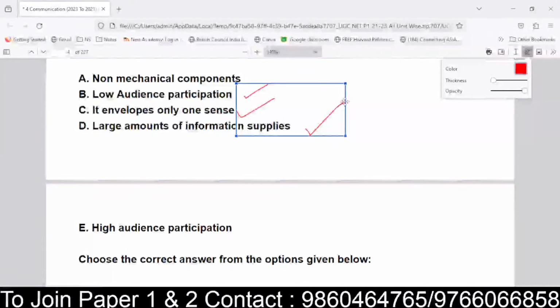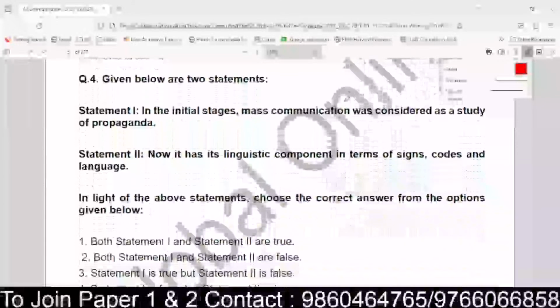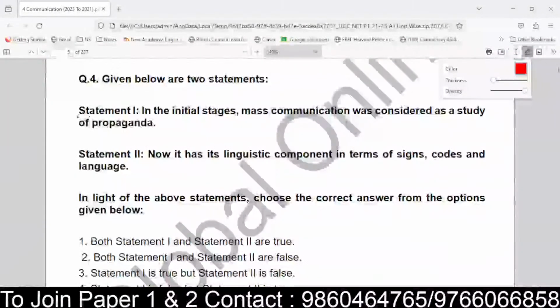Now coming to question number 4, everyone. Again, you have a statement based question with 2 statements. The first statement says that in the initial stages, mass communication was considered as a study of propaganda. Statement 2 says that now it has a linguistic component in terms of signs, codes and language. So what is it telling about?